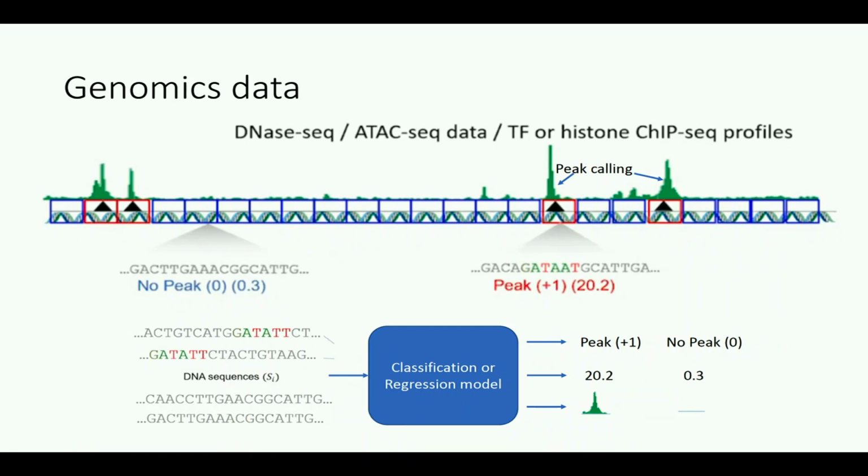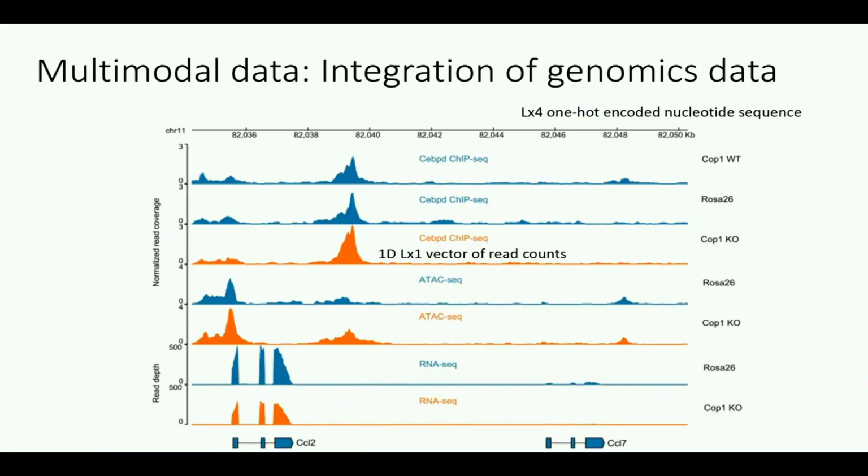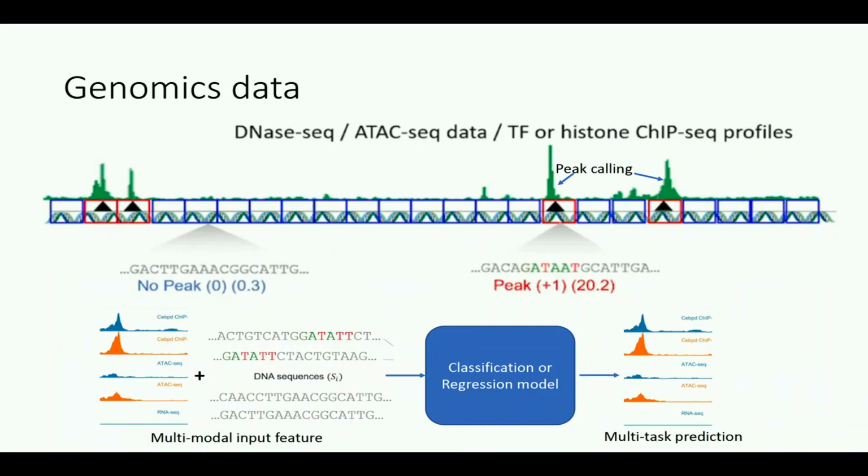But besides this DNA sequence, there is actually a lot more information we can use as features, right? Because when we recall what we get out of these genomic data, it is not just the sequence, but these 1D vectors of features. Why not also use them as features, right? So we can organically combine the signal information together with the DNA sequence.